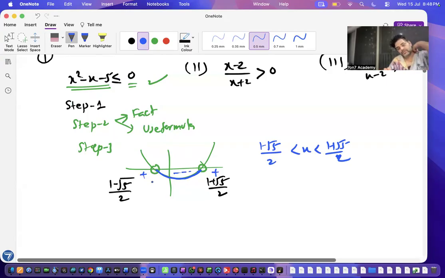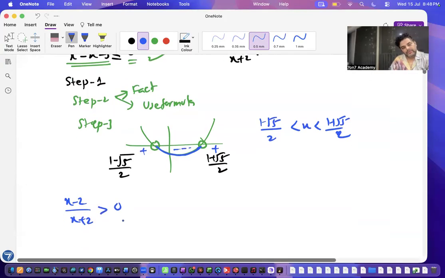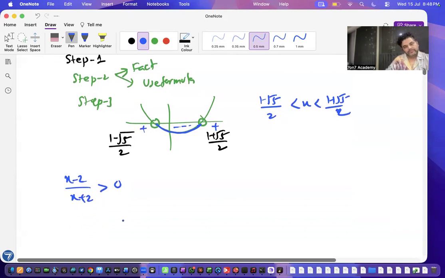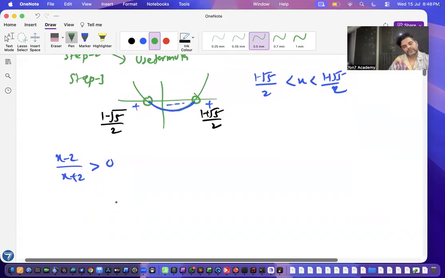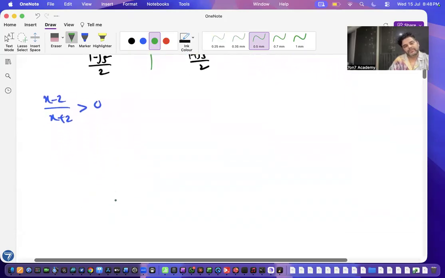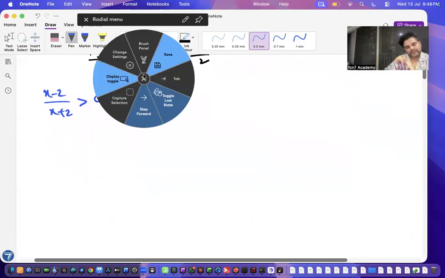So if I try to solve question number 2, I have x minus 2 over x plus 2 more than or equal to 0. What is to be done? So you take x plus 2 to the other side, which becomes 0. Are you sure? Anyone can contradict me. You can't take it to the other side.